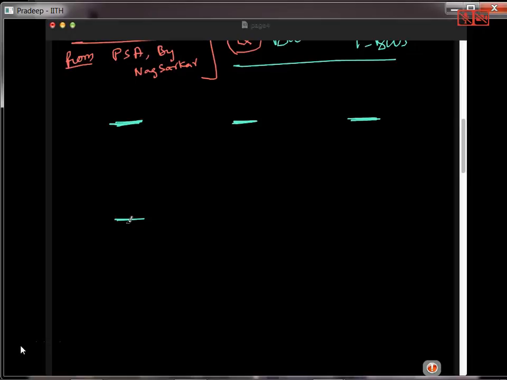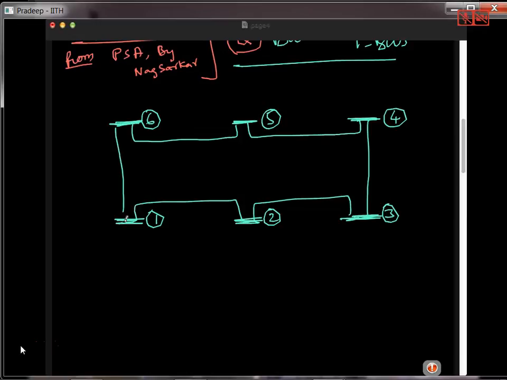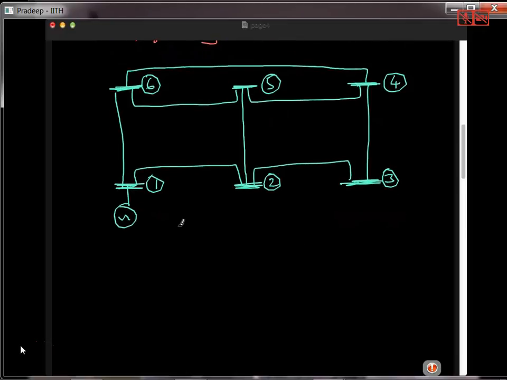So it's a 6 bus system. So bus number 1, 2, 3, 4, 5, 6. And then I have lines like this. And these two are also connected and these two are also connected. And then there is a generator here. So the data.